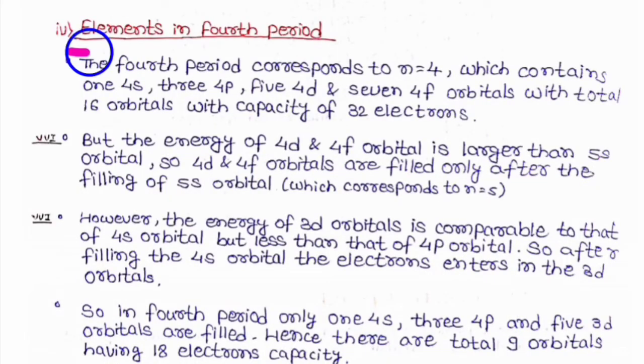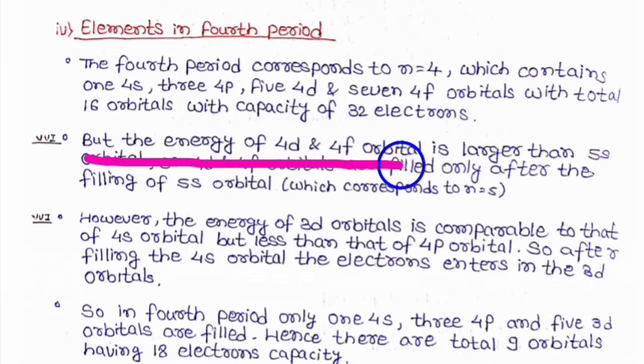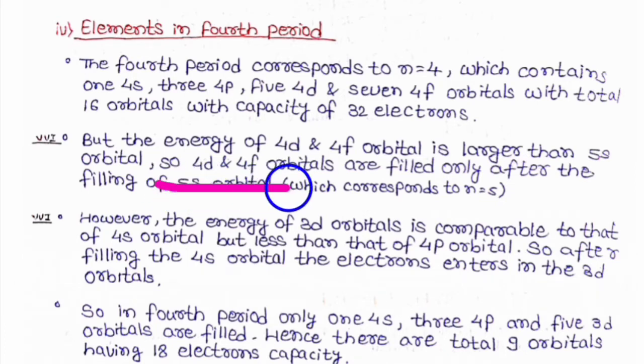Now, let us come to elements in the fourth period. The fourth period corresponds to n equals 4, which contains one 4s orbital, three 4p orbitals, five 4d orbitals and seven 4f orbitals, with a total of 16 orbitals with a capacity of 32 electrons. But the energy of the 4d and 4f orbitals is higher than the 5s orbital, so the 4d and 4f orbitals are filled only after the filling of the 5s orbital.